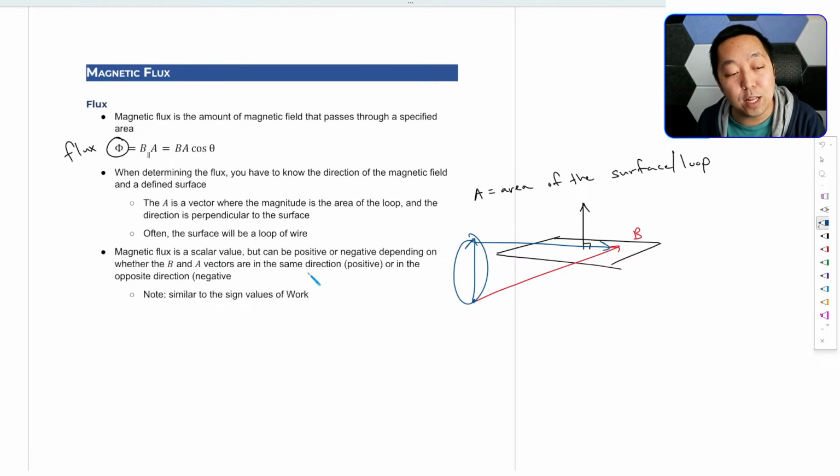Okay, so magnetic flux is a scalar value, but it can be positive or negative depending on whether the B and the A vectors are in the same direction, or in opposite directions. If you remember, our work calculation is very similar to this, how we calculated work back in AP Physics 1 or in mechanics, where we said if the force is in the same direction as the displacement, you do positive work, opposite directions, negative work. Similar thing for flux. If the B field and the A vector are pointing parallel towards each other, then we say it's positive flux. If they're pointing in opposite directions, it's negative flux, okay? It's not really that important to know the sign of the flux, but just keep in mind that there is a sign because that will matter when we're doing the induced EMF.